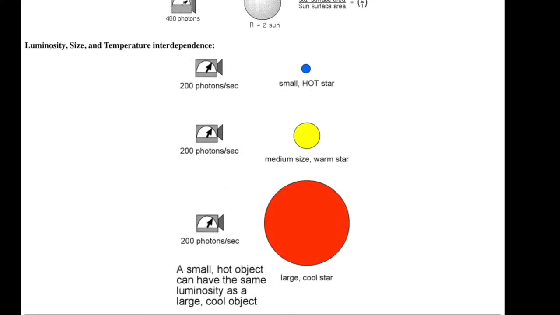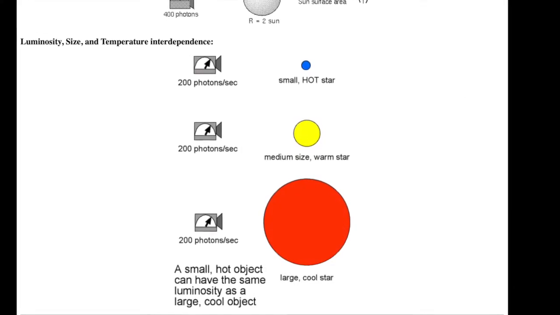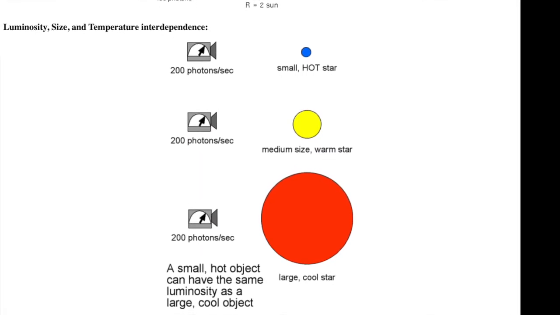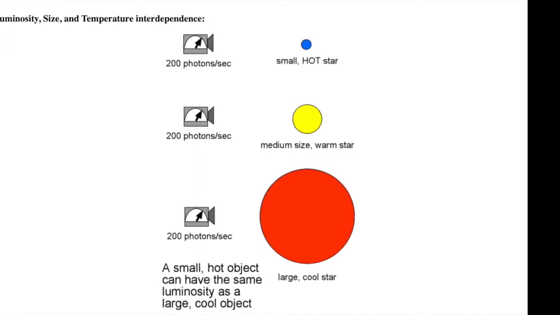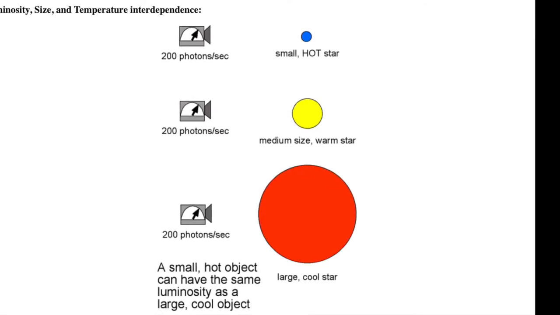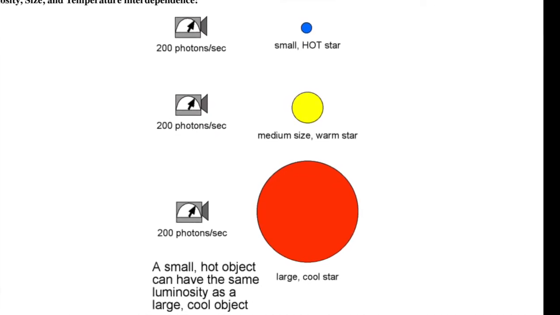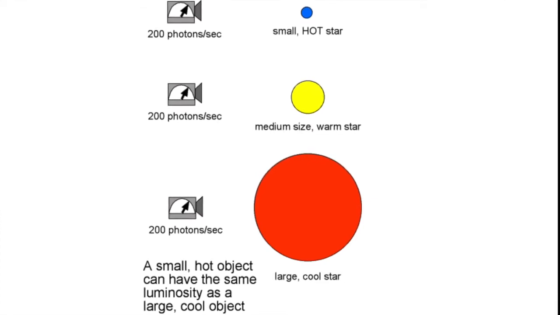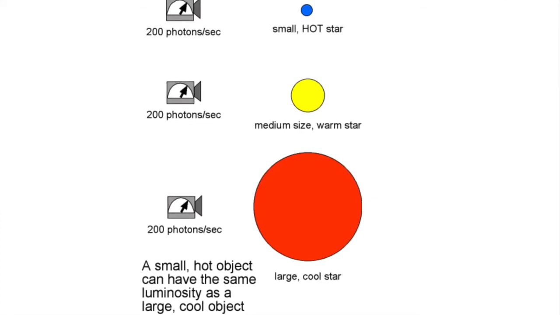Because of the luminosity temperature size interdependence, a small hot object can have the same luminosity as a large cool object. So if the luminosity remains the same, an increase in the size, that is the surface area, of the object must result in a decrease in the temperature to compensate.